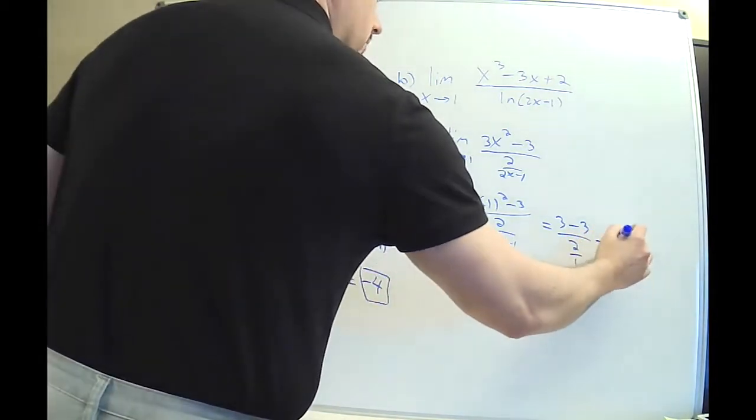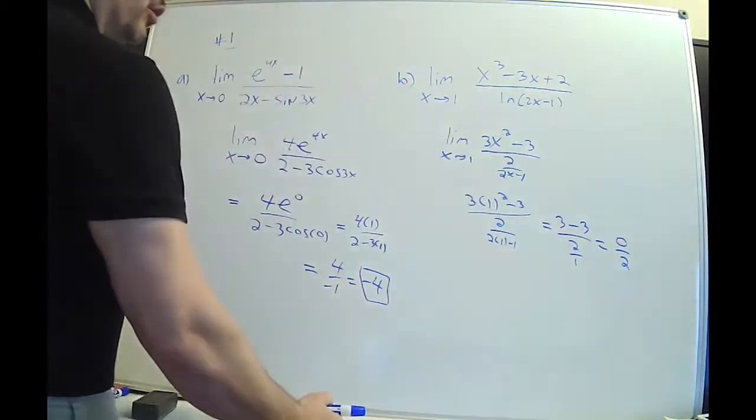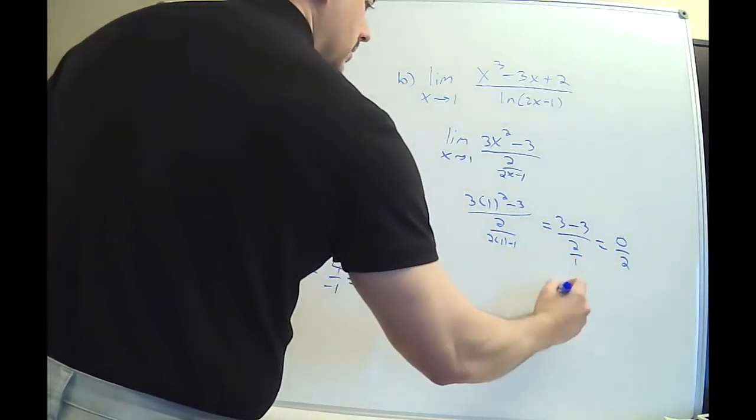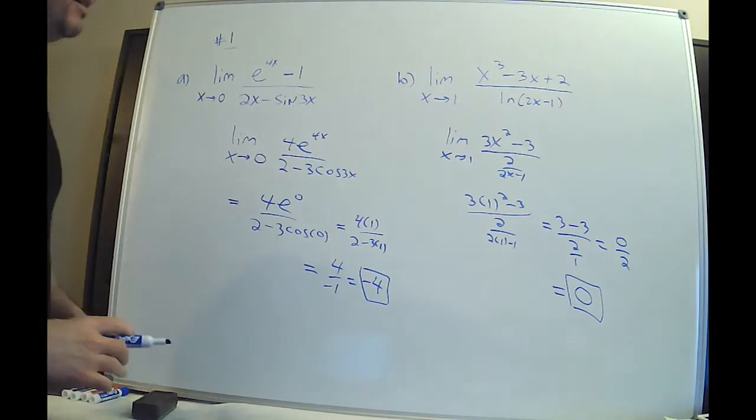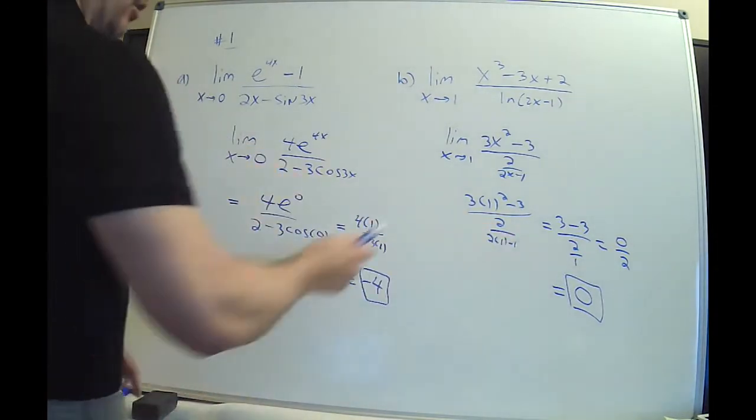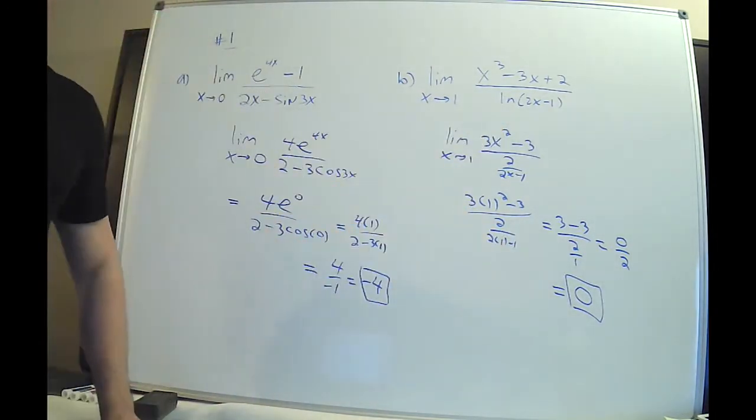So on top, you get 0. Don't be fooled by this. 0 divided by 1 is 0. I give you my guarantee this will not work out this way on the final. I don't like the way this answer works out.